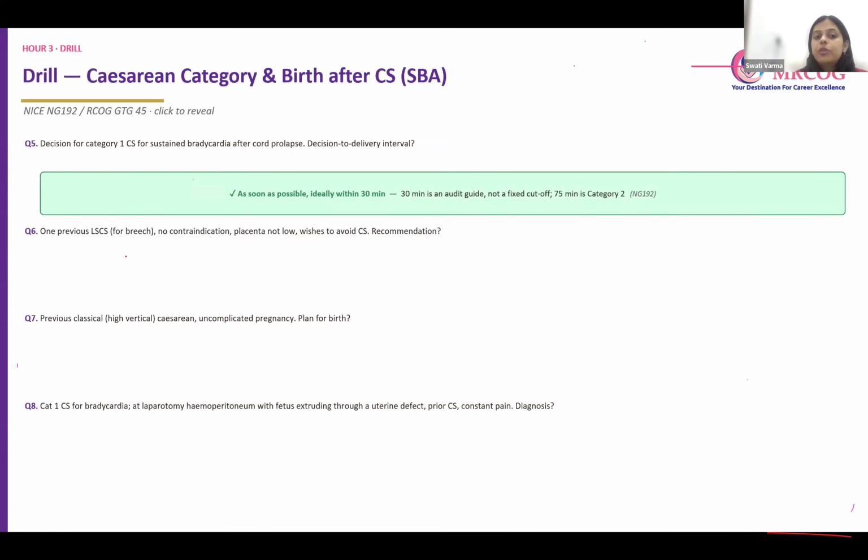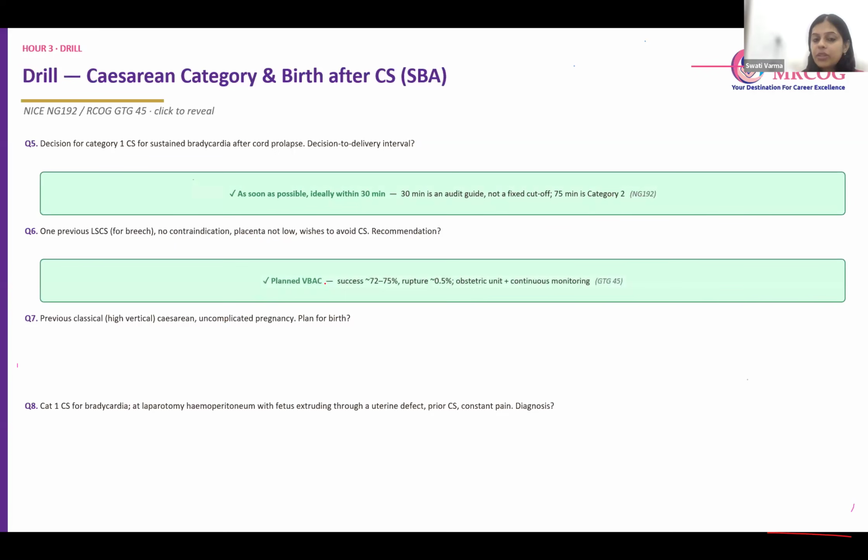One previous cesarean for breech, no contraindication, placenta not low, and she wishes to avoid CS. Recommendation is planned VBAC, she can undergo. Success rate is 72 to 75%. Rupture rate will be 0.5%. The delivery should take place at an obstetric unit with continuous electronic fetal heart rate monitoring.